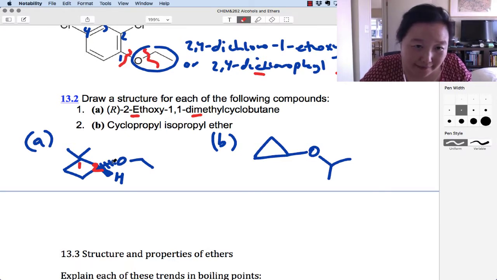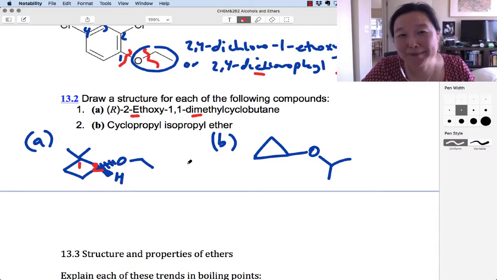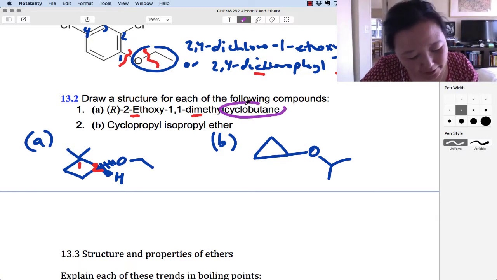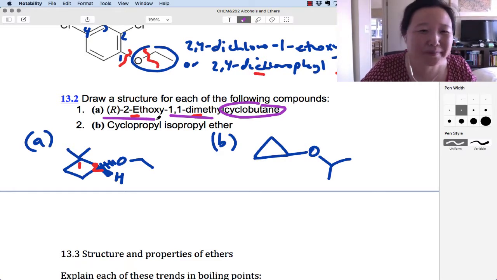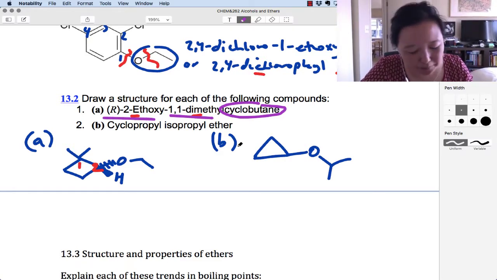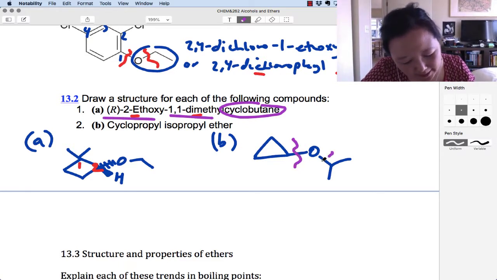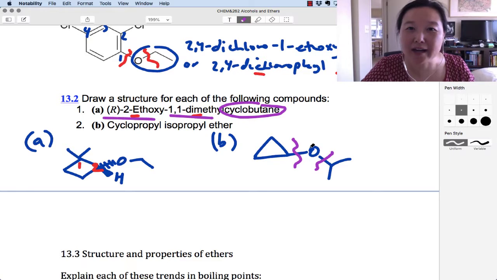And then I had to figure out to put it in the back because 1, 2, 3, so that looks like S, but if I put it in the back, that reverses it to R. I hope that makes sense. And this is a cyclobutane, so that's the parent. I often like to start backwards with nomenclature. I draw the cyclobutane first, then I draw the dimethyl, then I draw the 2-ethoxy, and then I figure out the R group. For part B, cyclopropyl, that's a cyclopropyl group. That's an isopropyl group, and then ether means there's an oxygen between the two R groups. Much easier, I think, to draw what they tell you.